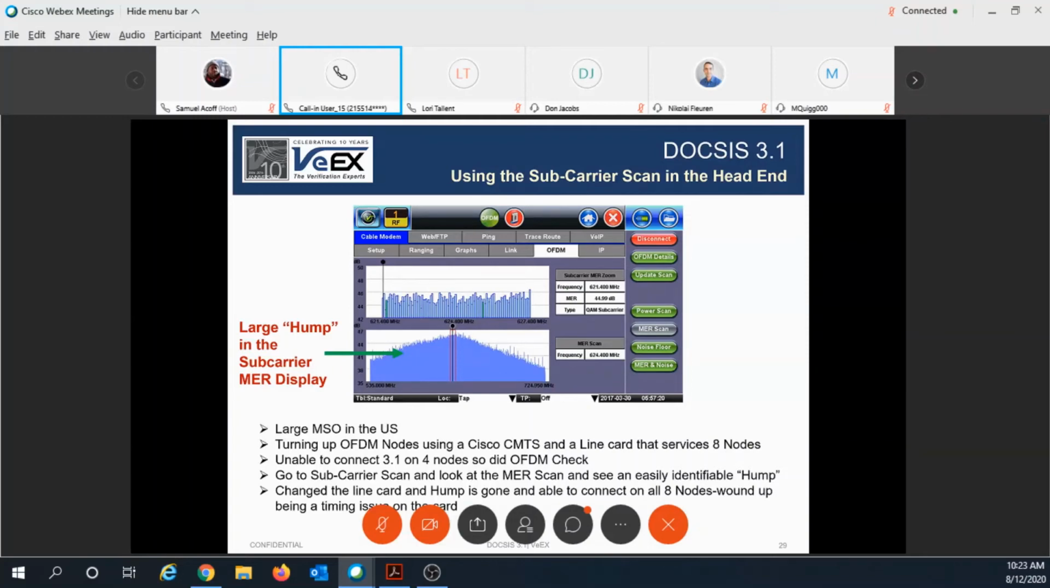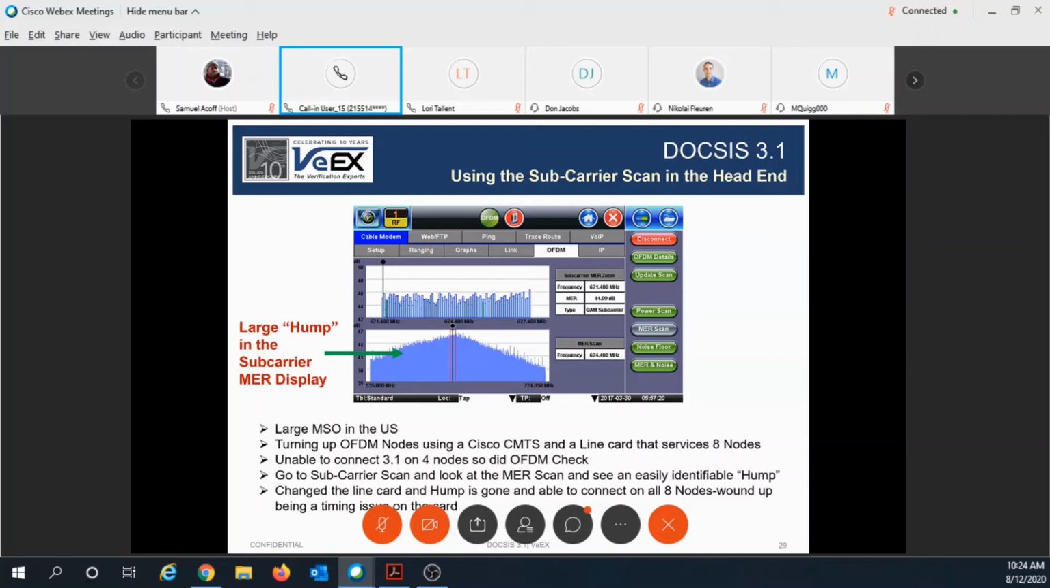Noise was flat. He was going to send me a noise floor picture, but he has yet to do that. But it turned out it was a bad CMTS card, a Cisco line card, and when it was replaced, the MER flattened out. I had another occasion where a gentleman was going to send me a picture.